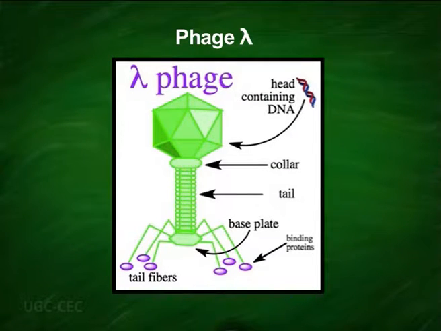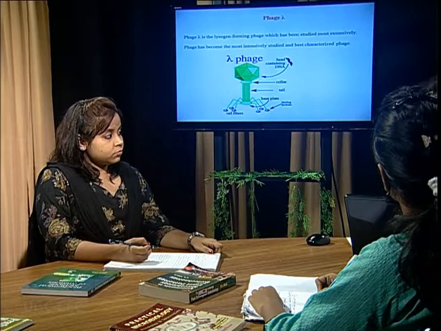As we can see, it contains a head, a collar, followed by a tail and a base plate. This is one of the most famous and most well studied bacteriophages, which is capable of carrying out specialized transduction in Escherichia coli. So let us first go for the process of specialized transduction.